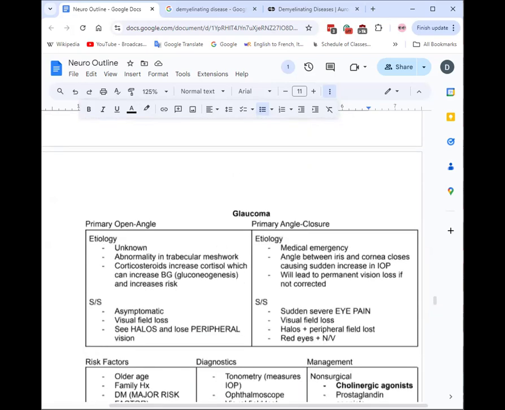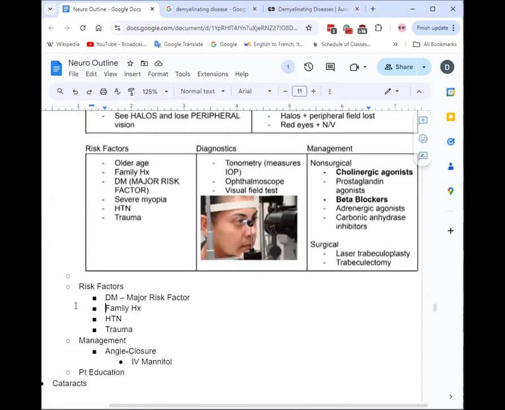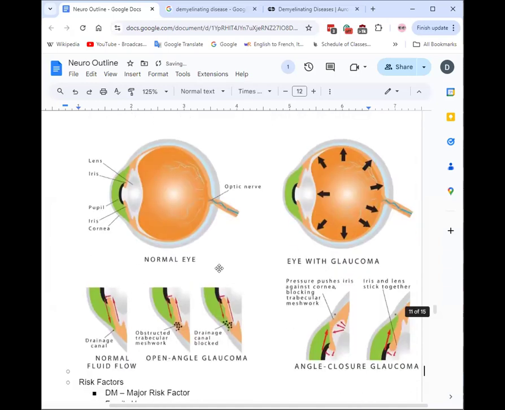The pathophysiology behind open angle and angle closure glaucoma, you don't really need to know. I have a picture for it, but take a look at it real quick and then I'll delete it so it doesn't confuse you. Basically here you see the normal eye. With glaucoma, you're going to have increased pressure in the eye. That's what all these arrows are pointing at. You have extra pressure going on. You can have pinching of that optic nerve. So that's where the vision loss can come from.